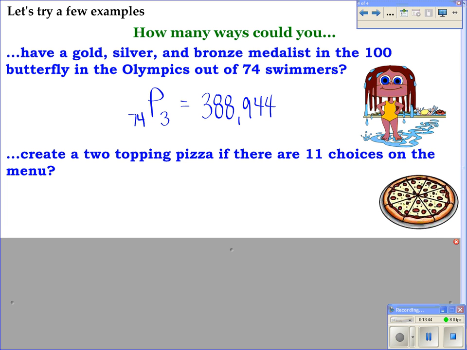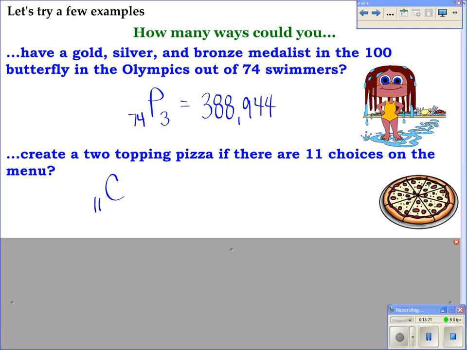How many different ways can you create a 2-topping pizza if there are 11 choices on the menu? So we'll write that down quick. Like I said before, when I was talking about all of the other food options, some of you may argue that it makes a difference if the pepperoni is on the top or on the bottom, a sausage, whatever. It's still the same sausage and pepperoni pizza. So because the order does not matter, we're going to use C.